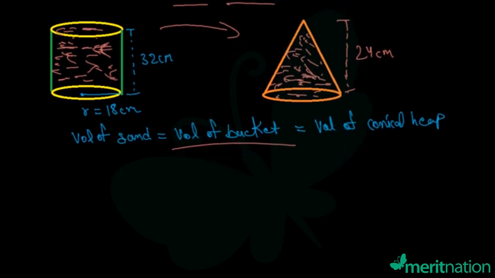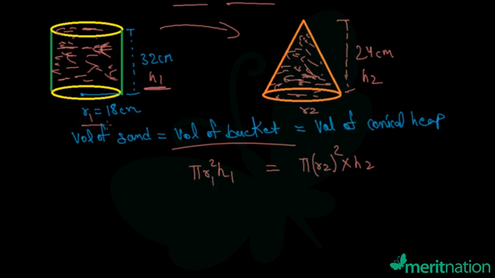Volume of the bucket is equal to pi r square h, let's call it r1 and h1 for the bucket. Volume of the conical heap, let's call it r2 and h2 for the conical heap. So r1 and h1 I have taken as the radius and the height for the cylindrical bucket, and r2 and h2 as the radius and height for the conical heap. So volume of the bucket is pi r1 square h1, and volume of the conical heap is pi r2 square into h2 divided by 3. Volume of cone is equal to 1 by 3 pi r square h.